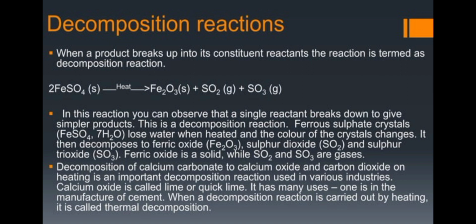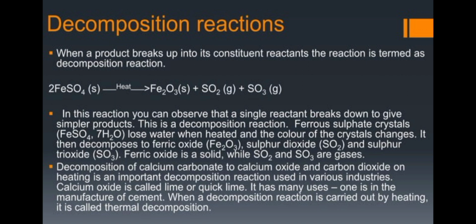Ferrous sulfate crystals, FeSO4·7H2O, lose water when heated and the color of the crystals changes. It then decomposes to ferric oxide Fe2O3, sulfur dioxide SO2 and sulfur trioxide SO3. Ferric oxide is a solid, while SO2 and SO3 are gases.